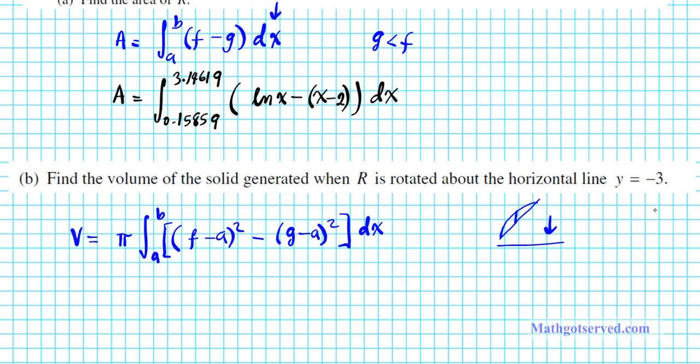So this is the formula we're going to use. f is going to be the function on the top, a is going to be your axis of rotation, g is going to be the function on the bottom. All right, so let's go ahead and write that down.